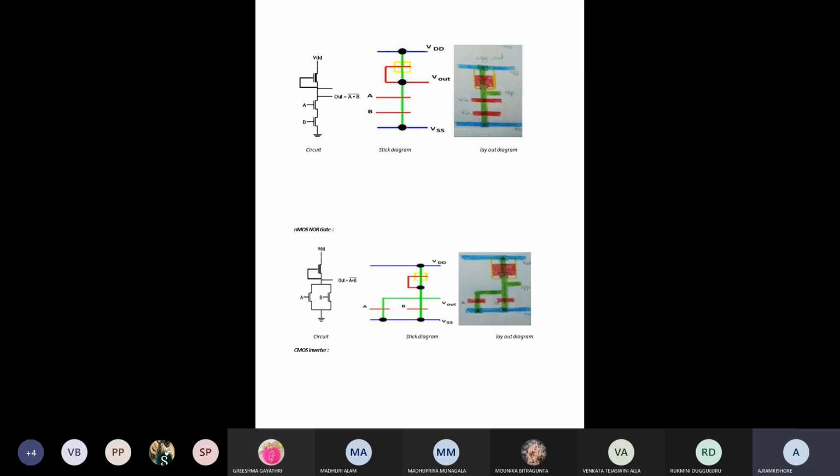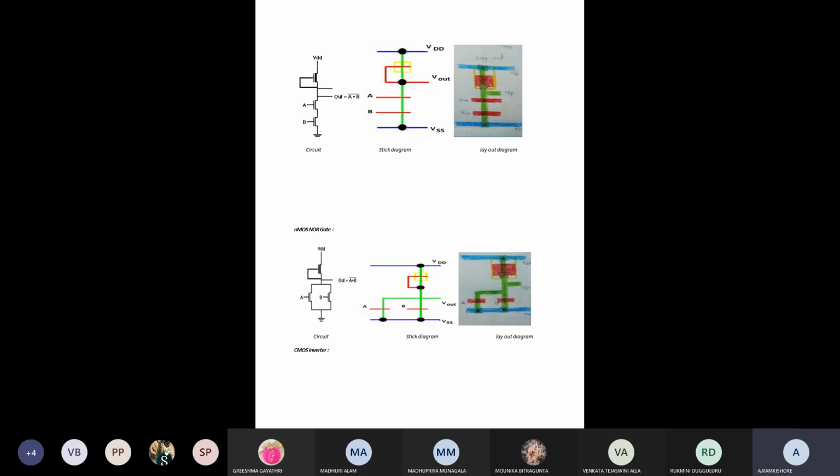So the next example is the NMOS-only NOR gate. In the earlier diagram we connected the transistors in series, but here we connect them in parallel, because that gives the NOR operation, the complement of A plus B. The remaining part is the same; only in the lower part does the diffusion material vary.